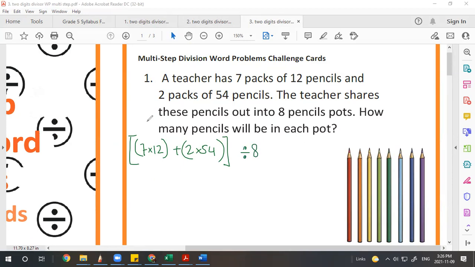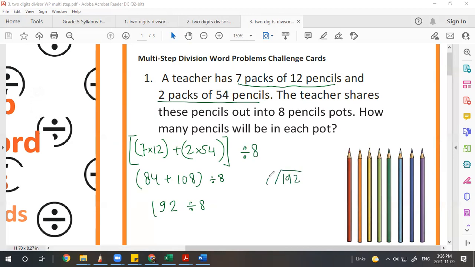Okay, so 7 times 12 is 84, plus 2 times 54 is 108, and then you divide by 8. So you have to add the numbers first: 84 plus 108 is 192, divided by 8. That's the amount of pencils in each pot. Again, 7 times 12, and 2 times 54. So 192 divided by 8 will be 2, 16, 24, right?